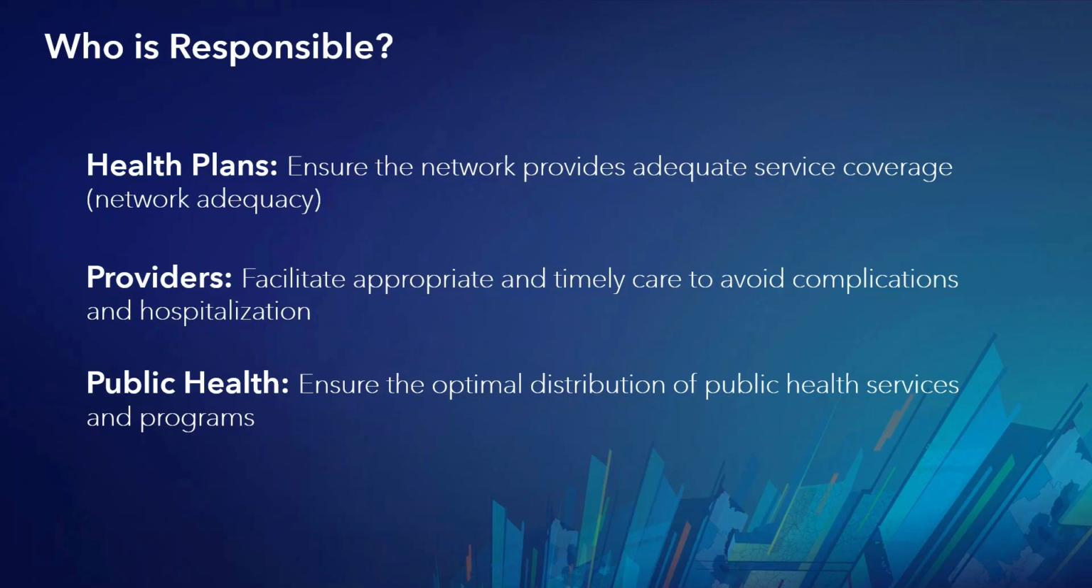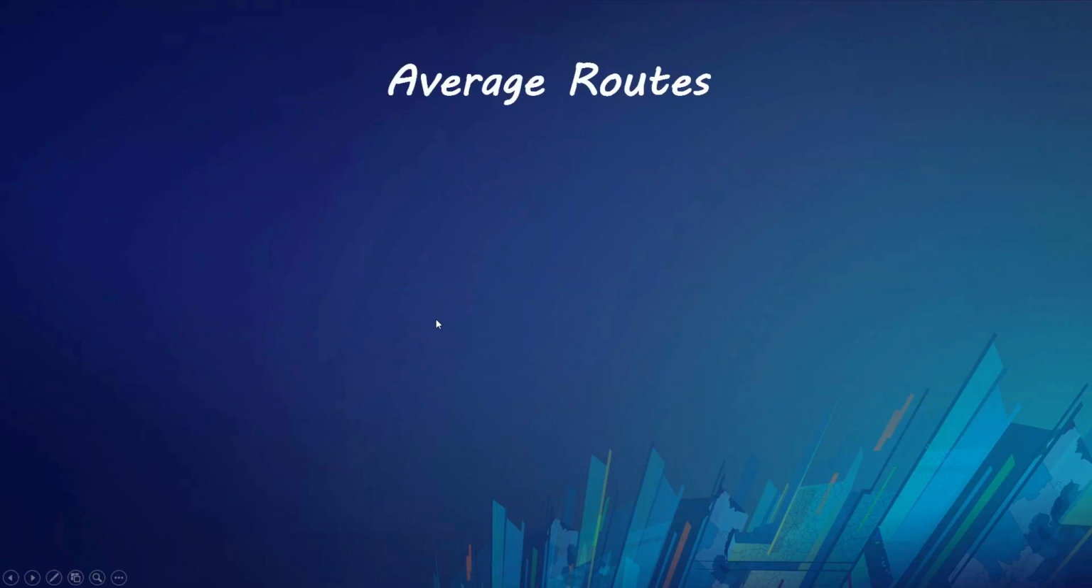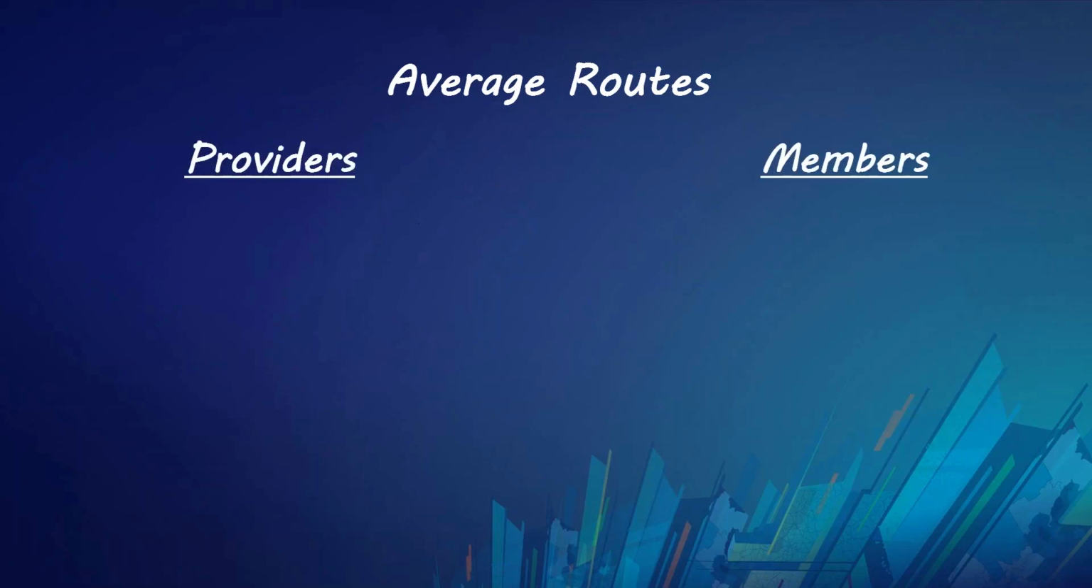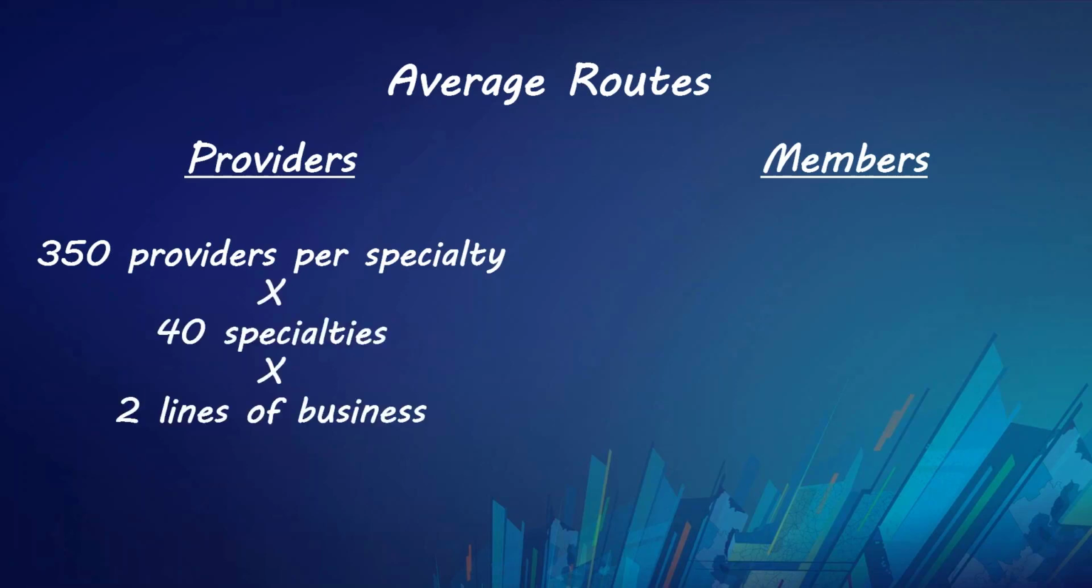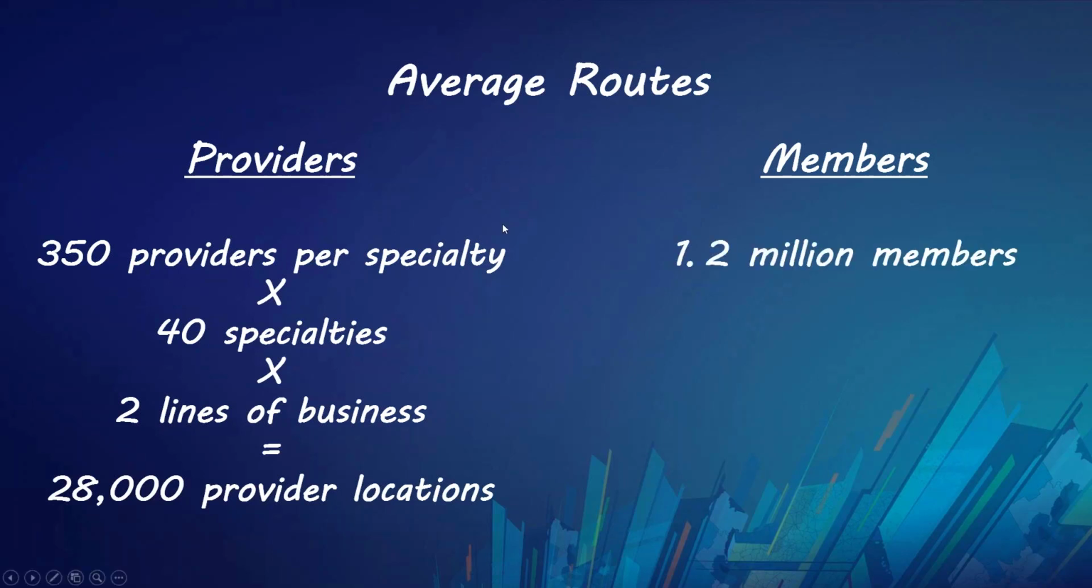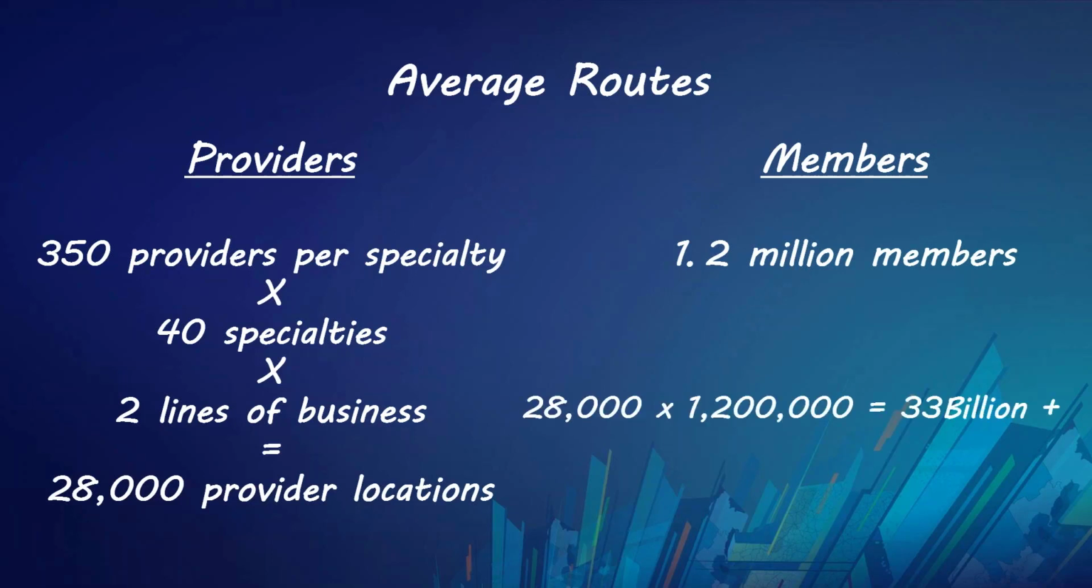And this can be a big problem, a big task for a lot of different organizations when you start looking at the different variables that you have to consider. Here's an example where a particular organization was looking at its providers and its members. 350 providers per specialty, 40 specialties, 2 lines of business, ends up with 28,000 different provider locations. When you consider that there's 1.2 million members, and you start looking at all the possible permutations in the calculations when you're looking at access to care, the number starts to get very large. In this particular example, we're talking about 33 billion different calculations.